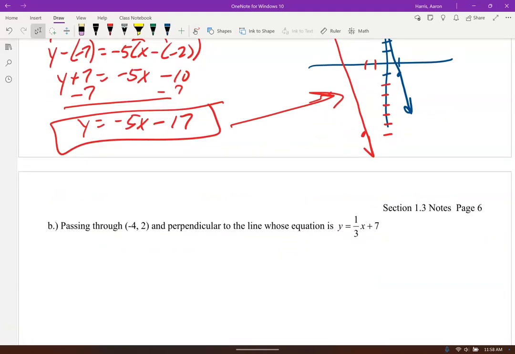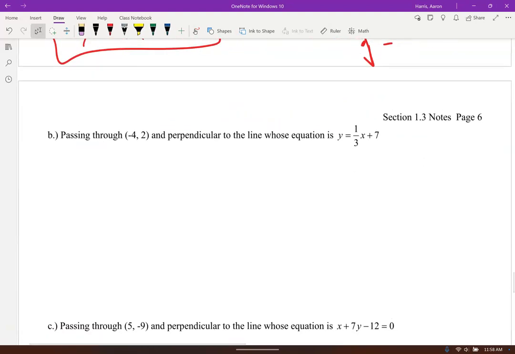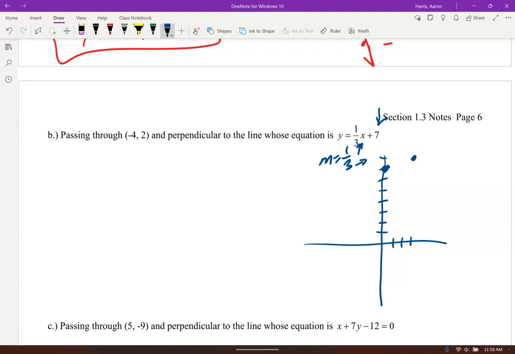All right, a couple more. We're almost done here. Let's have this pass through negative 4, 2, but it's perpendicular to 1/3 x plus 7. So let's draw this scenario. It has a y-intercept of 7. Right, y-intercept is 7, and the slope is 1/3. So I go up 1, right 3, up 1, right 3. Okay, here's this blue line.